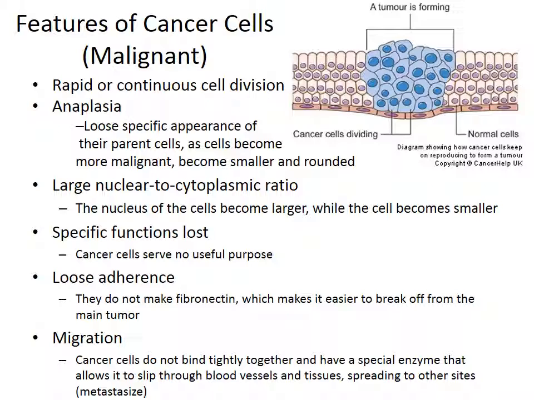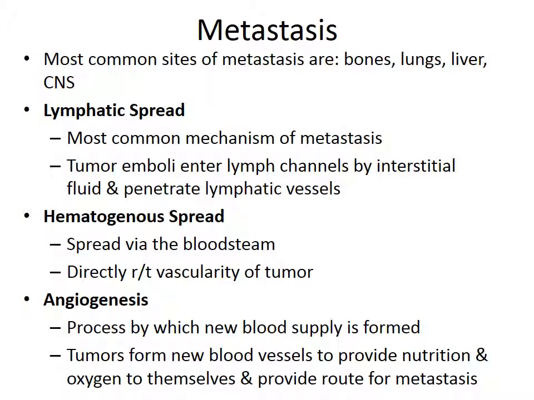Cancer cells also have a loose adherence as they do not make fibronectin, which makes it easier to break off from the main tumor, thus resulting in metastasis. Cancer cells also have the ability to migrate, as cancer cells do not bind tightly together, and they have a special enzyme that allows them to slip through blood vessels and tissues, spreading to other sites, resulting in metastasis. Metastasis is common in cancer cells, and the most common sites of metastasis are the bones, the lungs, the liver, and the central nervous system.